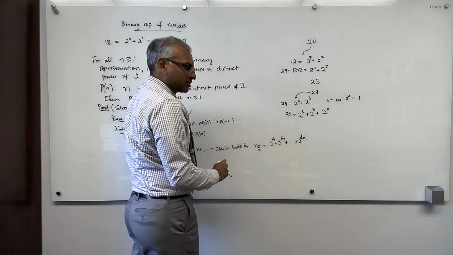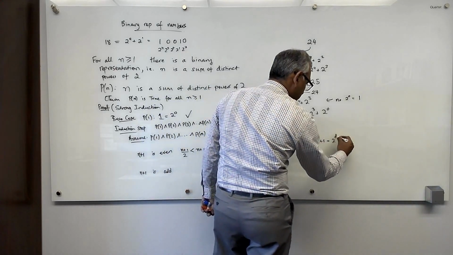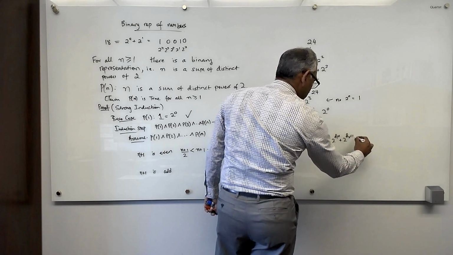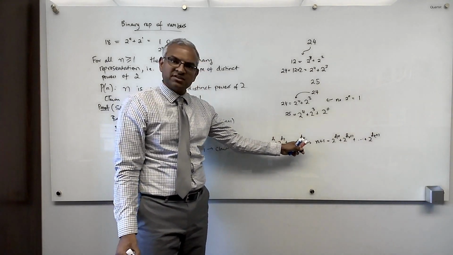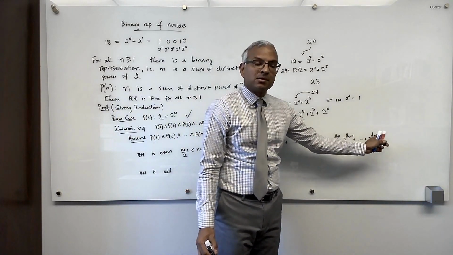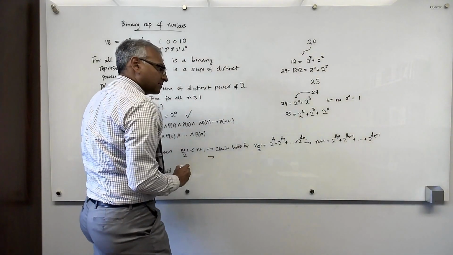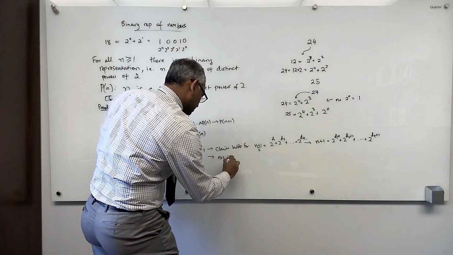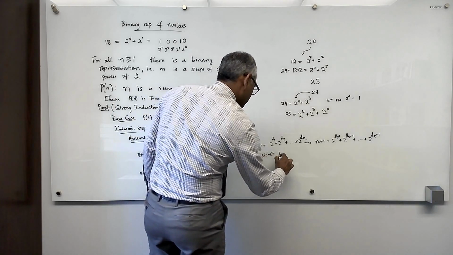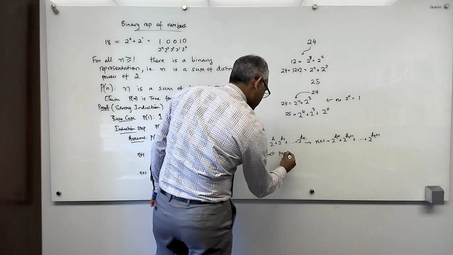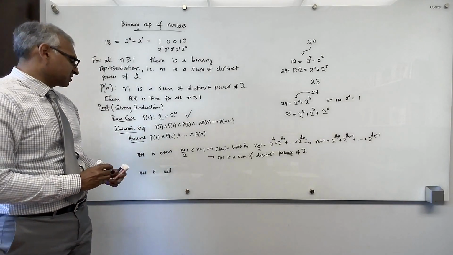So this implies that n plus 1 is equal to 2 to the d1 plus 1, plus 2 to the d2 plus 1, plus and so on, plus 2 to the dk plus 1. And since the d's here are all distinct, when you add 1 to all of them, they remain all distinct. And so this means that n plus 1 is a sum of distinct powers of 2, as was to be shown. So this is the case that n plus 1 is even.